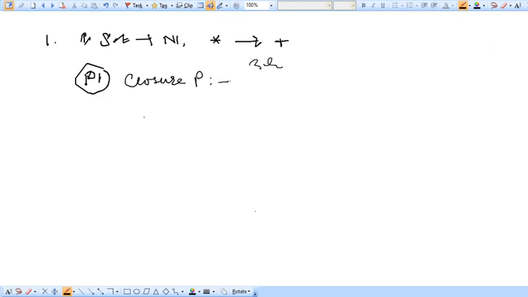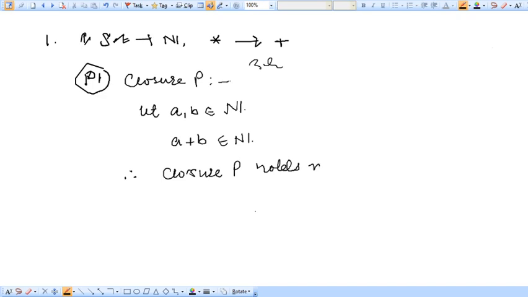In order to prove that this set is closed under addition, we are going to take two elements from natural numbers. Let a, b belong to natural number N. As we know, addition of two natural numbers is a natural number again, so we can say a plus b again belongs to natural numbers. Therefore, closure property holds in natural numbers under addition.